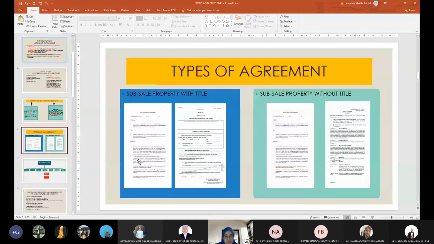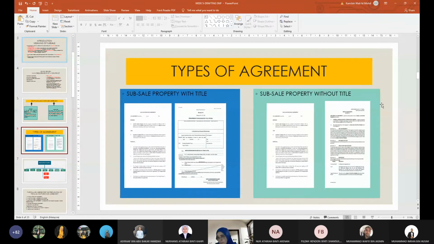Okay, so subsale property with title, dia punya kembar dia ialah kita akan ada satu sale and purchase agreement dan kita akan ada borang pindah milik. Of course, beside this kita akan ada borang-borang yang lain yang mana you all have been assigned to prepare. Contohnya caveat, borang CKHT, borang-borang yang lain yang berkaitan, borang permohonan konsen dan sebagainya. Ni subsale property with title.